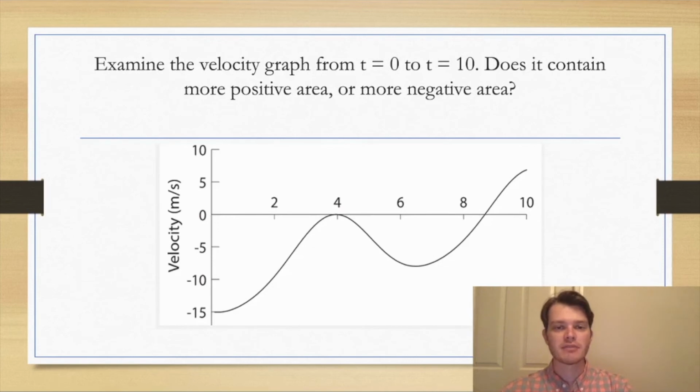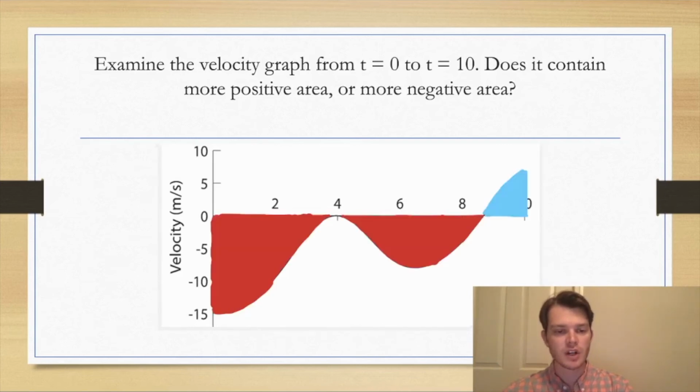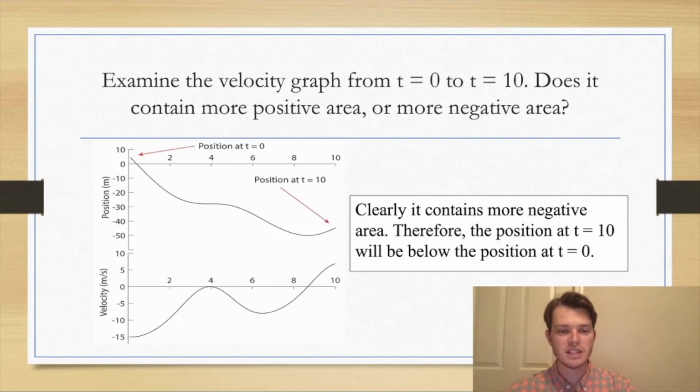Examine the velocity graph from time equals 0 to time equals 10. Does it contain more positive area or more negative area? So here we have a velocity time graph, and we're asked to integrate up to position. So we'll want to draw in our area under the curve. Here I have drawn in red the negative area and blue the positive area. It is clearly shown that we have more negative area than positive area. So therefore, our position will be decreasing. So it'll be below at time equals 10 than time equals 0.